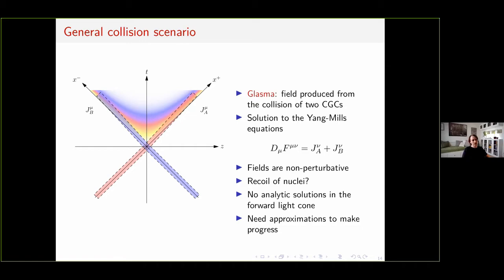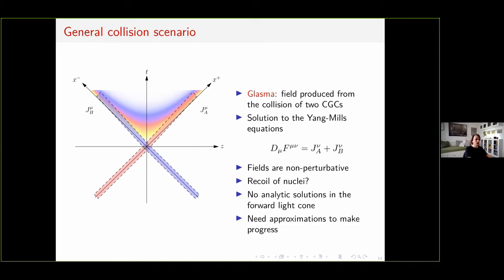Then the other question is, how should we account for the recoil of the nuclei, right? So during the collision, they should lose energy. And so maybe they get deflected a little bit. And so this is what's shown here. And then generally, of course, there are no analytic solutions for the Yang-Mills equations, right? Especially not in this scenario for the forward light cone. So we need some kind of approximations to make progress. And the first approximation that we're going to do is the 2+1D Glasma. So what does this mean?